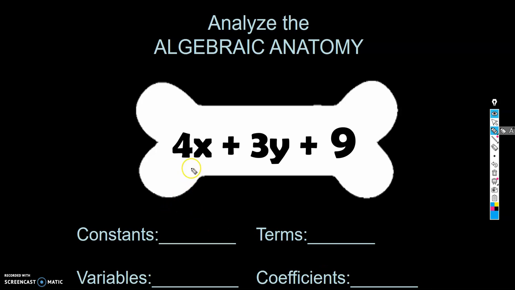Let's go ahead, look. Let's see, do we have any constants? Again, a constant is a number that never changes. It's constantly the same, and I have just one. That's my 9. Terms are separated by operation signs. It looks like I have 3 terms. We have 4x, 3y, and a 9.